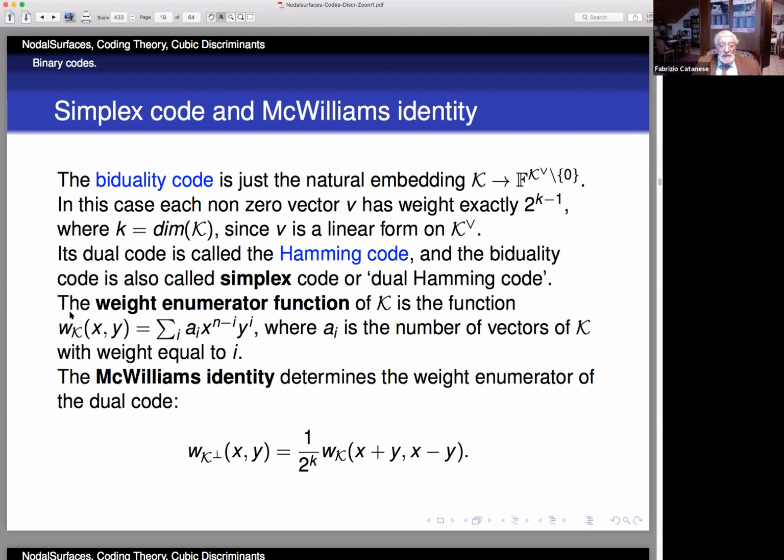And an important concept introduced by MacWilliams is the weight enumerator function of K. You take a generating function, the sum of a_i x to the n minus i y to the i, where n is the effective length, and a_i is the number of vectors of K with weight equal to i. And the MacWilliams identity determines the weight enumerator of the dual code. The weight enumerator of the dual code is 1 over 2 to the k, W_K of x plus y, x minus y.